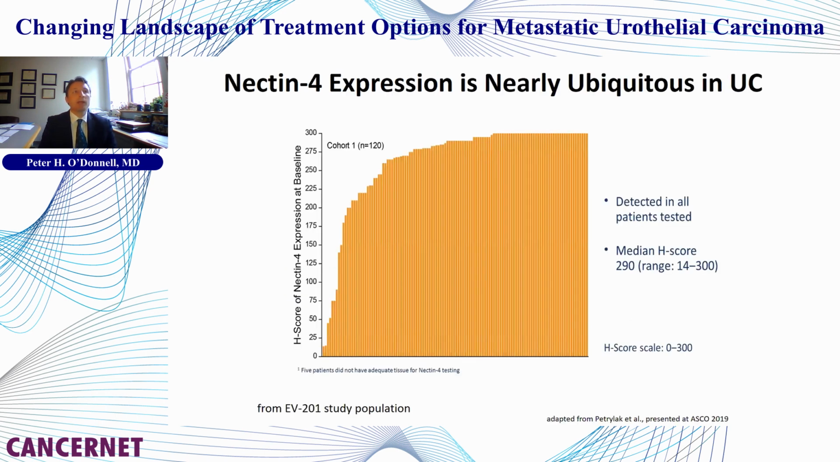So I mentioned Nectin-4 being the target here. Nectin-4 does not have to be tested for in order to use enfortumab vedotin under the FDA approval, and that is because almost all urothelial cancer patients will express some degree of Nectin-4, and actually most patients express it at a high degree. This is a plot showing the H-score, which is a measure of the amount of expression on the y-axis, and each patient shown as a bar on the x-axis, and you can see that Nectin-4 was detected in all patients in this cohort.